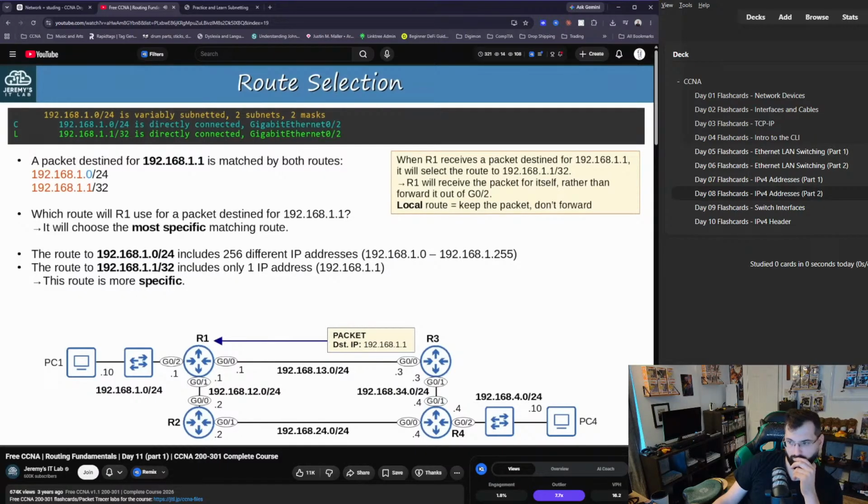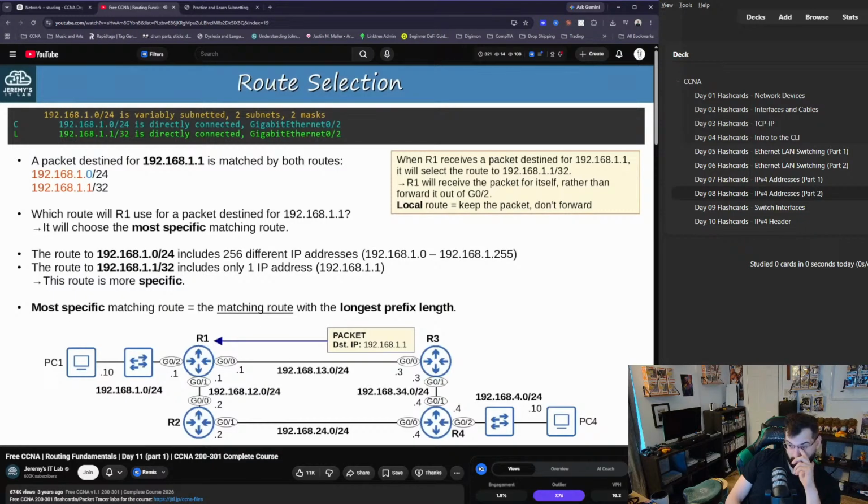That's the purpose of local routes. They tell the router, keep the packet, don't forward it. This means R1 will de-encapsulate the packet and look at the contents inside, because the contents are addressed to R1 itself. So to summarize, the most specific matching route means the matching route with the longest prefix length. Both parts of that statement are important. The route must match the packet's destination, and it also must have the longest prefix length out of all the matching routes. That is the route that the router will use for the packet.